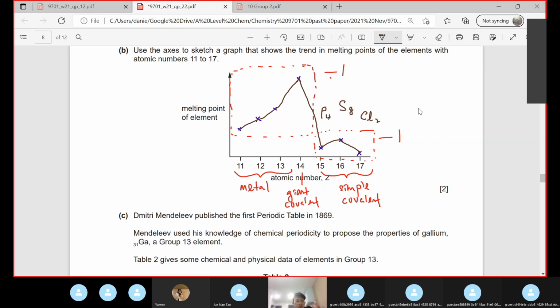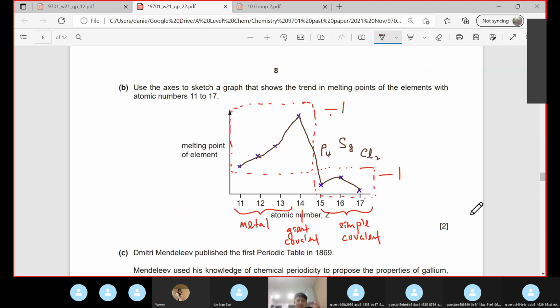Usually they will ask you to explain the melting point or boiling point for this part, but this year they ask you to sketch the graph. First time.